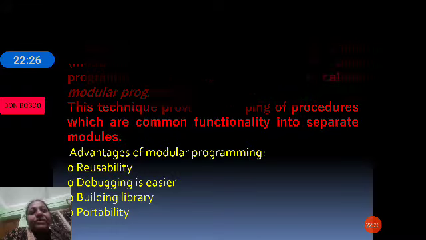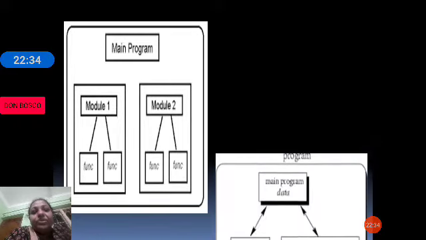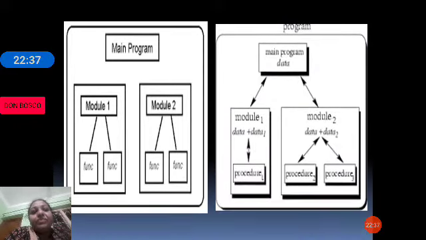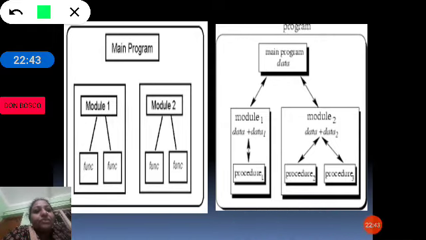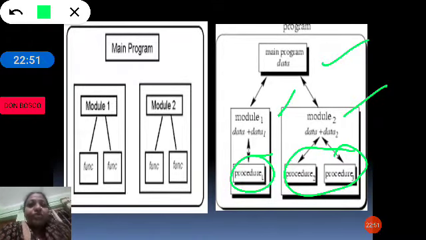Just have a look at the structure so that you will understand. Main program and there are module 1 and module 2. Module 1 can have n number of procedures. As you can see in the second picture, there is one main program and two modules. A module can have any number of procedures within it. You can have a group of procedures stored in the module.